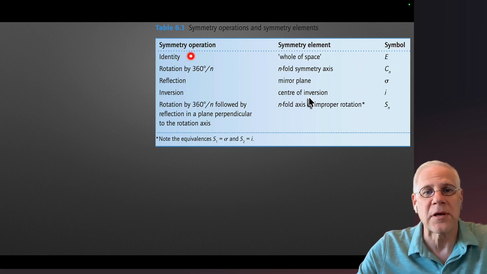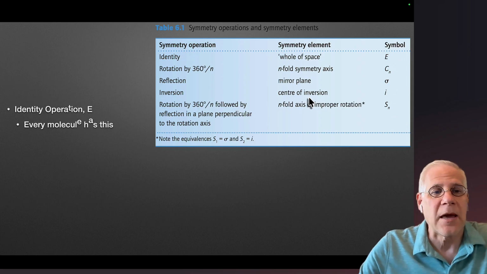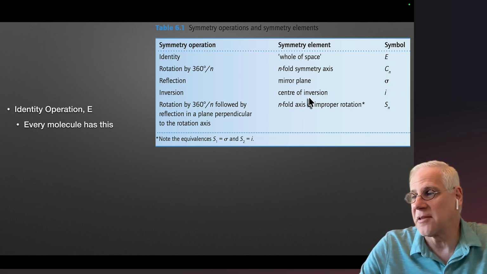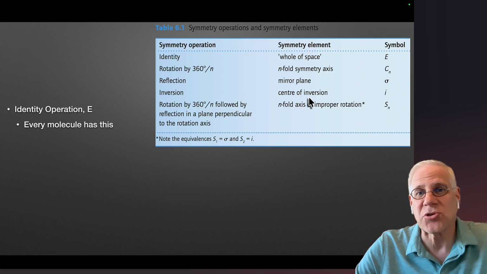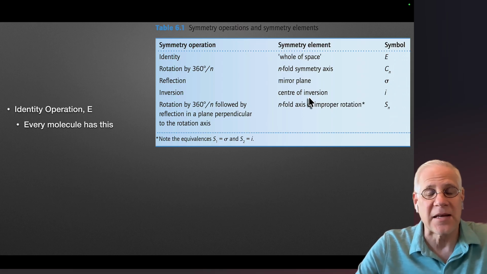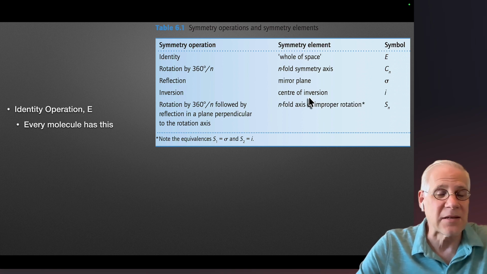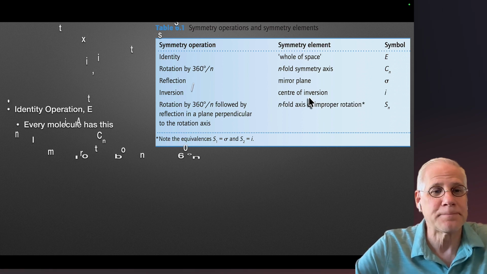We have something that's called an identity, which every single molecule has. It's denoted by the symbol E. That's essentially, does it act as itself? And so every single molecule has an identity operation. It's a little bit like multiplying by 1.